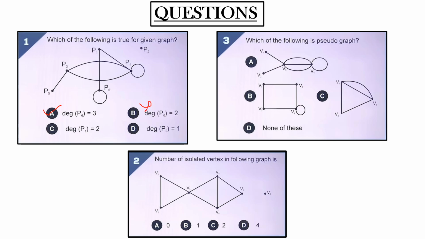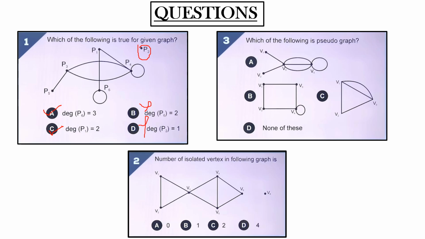Degree of P1 is equal to 2. P1 is connected to P6 and P4. So the number of edges for P1 is 2 and the degree is also 2. Degree for P2 is 1. This is wrong because P2 is an isolated vertex and it is not connected to any other vertex through an edge. So this is an isolated vertex and the degree for an isolated vertex is 0. So option D is incorrect.